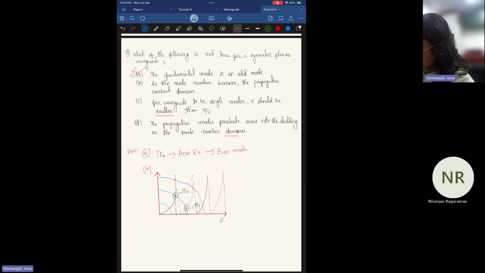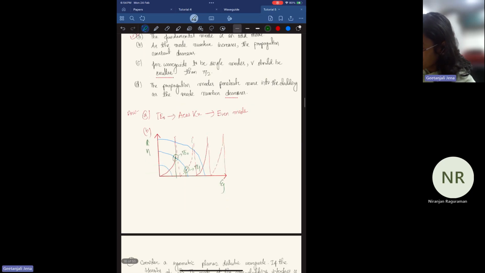So this is the value for zeta and eta. So that means zeta for TE1 is greater than zeta for TE0. So zeta is nothing but, if you square it, zeta square for TE1 should be greater than zeta square for TE0.